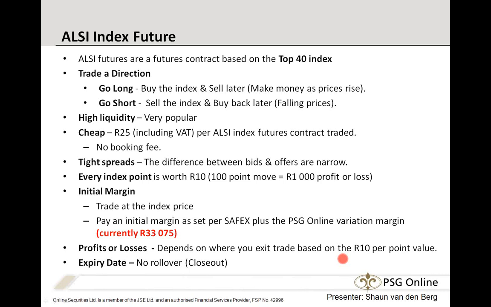You'll see an example just now. And obviously that changes all the time. I've got a screenshot. I think it's about 9 points difference. Each point is equal to 10 Rand. So a 100 point move is equivalent to a profit of 1,000 Rand or a 1,000 Rand loss.